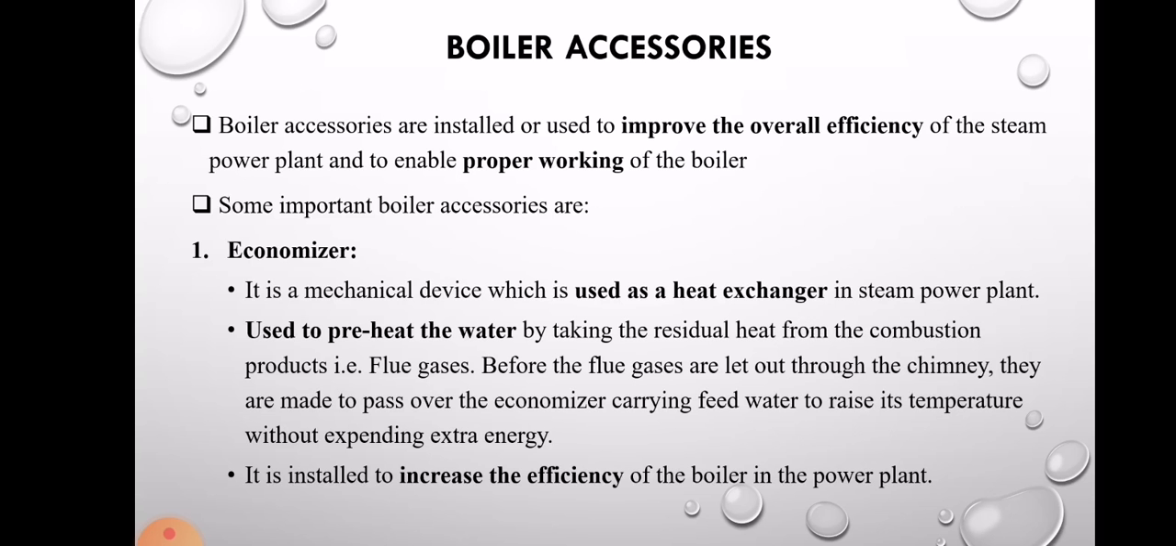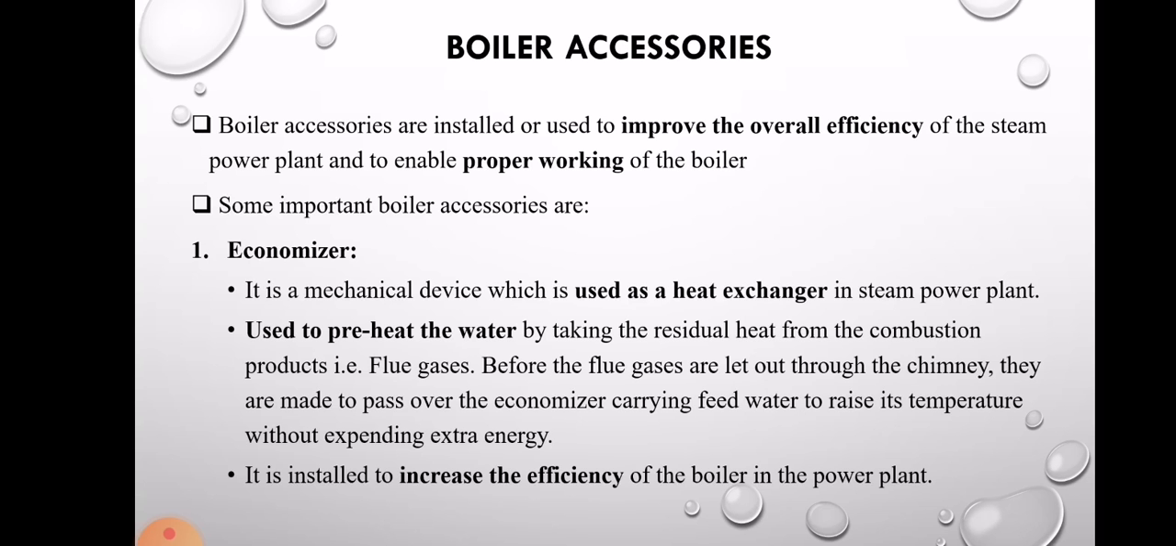Now, boiler mountings are those without which you cannot operate a boiler at all, while boiler accessories, even if they are not there, you can still make a boiler function. But in case you use a boiler accessory, you are going to improve the overall efficiency of the boiler. So boiler accessories are installed or used to improve the overall efficiency of steam power plant and enable proper working of the boiler. Now, obviously, a boiler forms a part of a steam power plant.